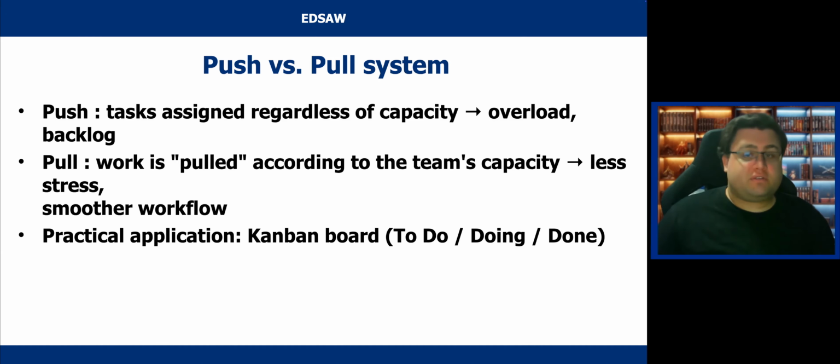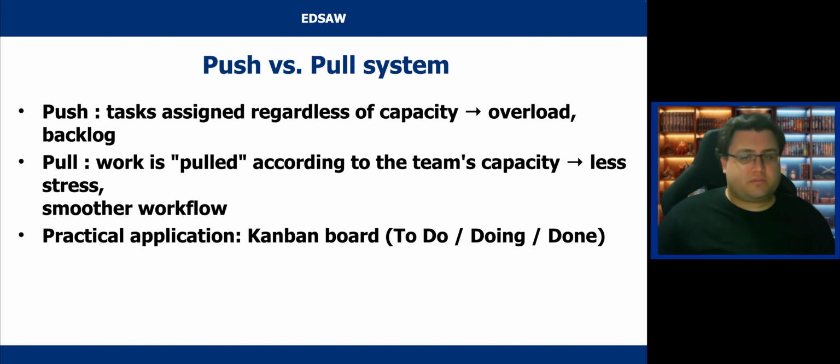One of the key principles of Lean is the difference between a push and a pull system, and it can be applied perfectly in offices. In a push system, tasks are pushed onto employees regardless of their capacity. The manager assigns work according to a priority list, but this often results in people having more tasks on their desk than they can actually handle. The result is overload, stress, and a large backlog.